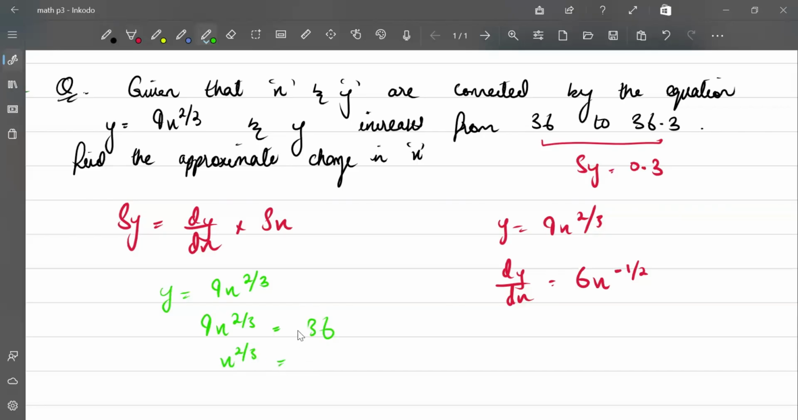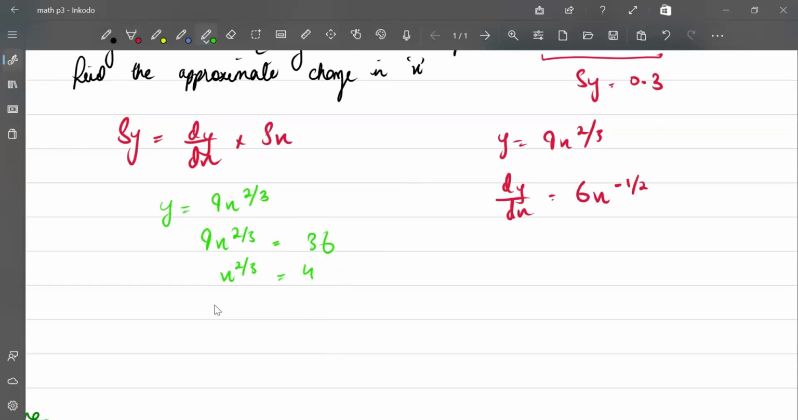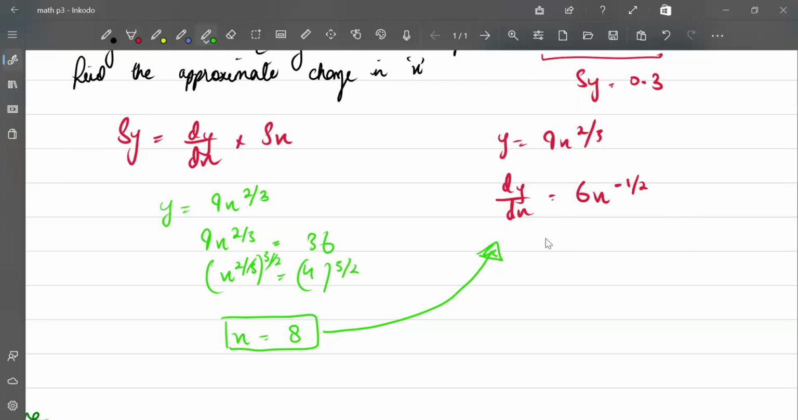So x 2 upon 3 is 4. All right. And if we just multiply it by 3 upon 2, so we get x is 8. All right. So we get the value of x, which is 8. Now just put this here. All right. So dy over dx is 6x8 power minus 1 upon 2.